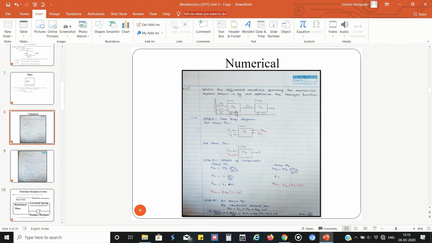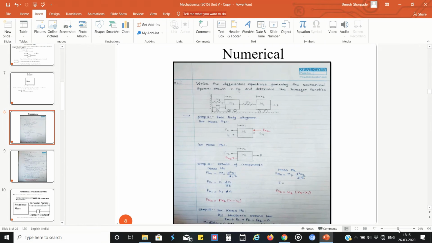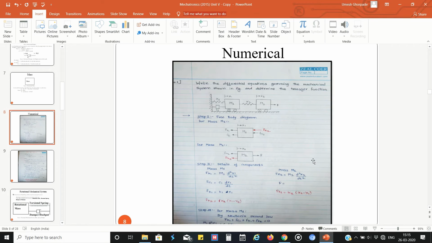Having two masses, one mass has a spring which is connected to mass m1 and to the ground. Mass m1 is also connected with a damper which is also connected to the ground. Mass m1 has the displacement x1, mass m2 has the displacement x2, and a force is applied on mass m2. In between mass m1 and m2 the spring k2 is connected.